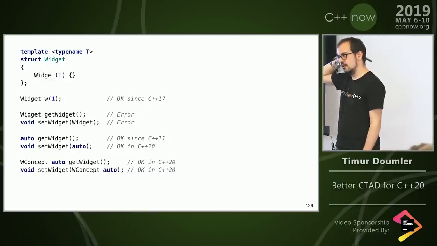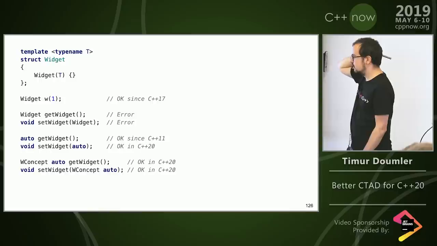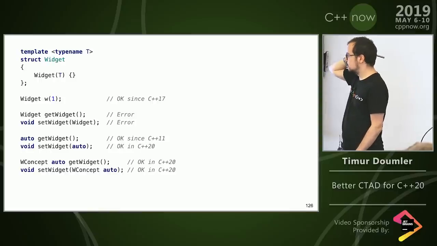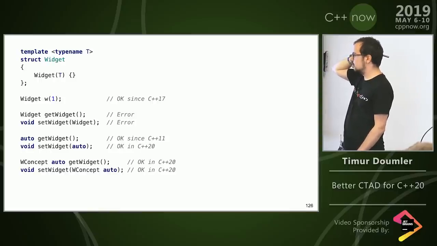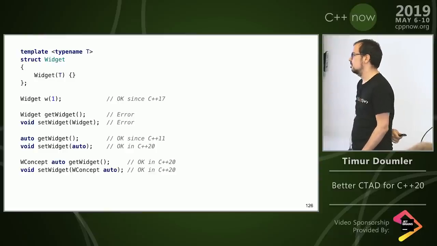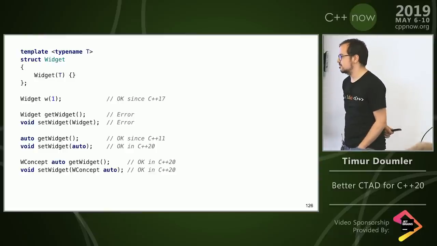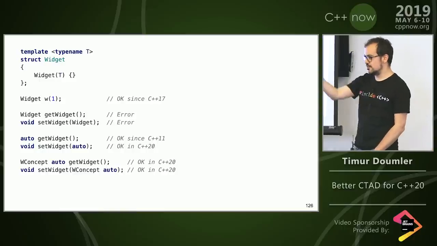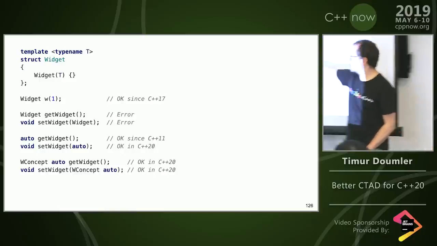Victoria: There's a problem with set widget, because that's implicitly creating a template function. And the reason we have auto with the concept name template parameters is to make it clear that it's a template. So it would at least have to be widget auto. Okay, so this is basically the same. So Victoria's comment was, this would implicitly create a template.